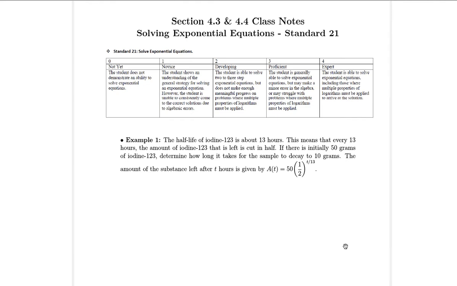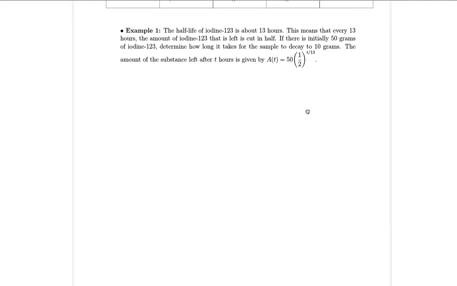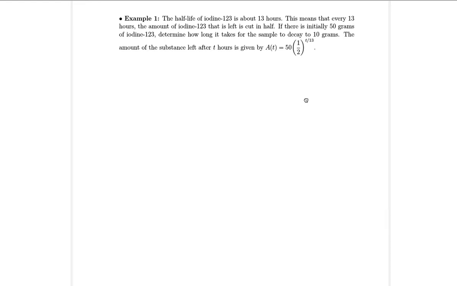In this case, we have this iodine 123, and it says that the half-life is 13 hours. You're going to hear this term half-life quite a bit, especially in the coming lessons. Half-life just means how long it takes for half the substance to be left. So for iodine 123, it's 13 hours. That means you have half the iodine 123 you started with 13 hours later. It says if there's initially 50 grams of this iodine 123, determine how long it takes for the sample to decay to 10 grams.